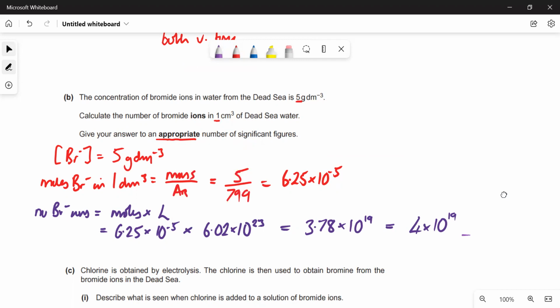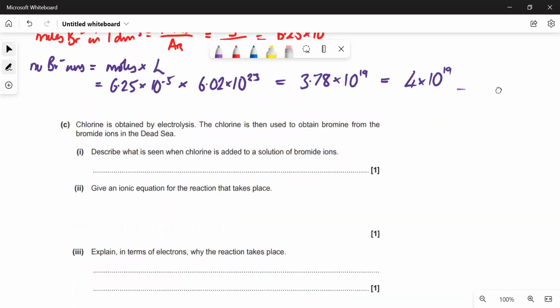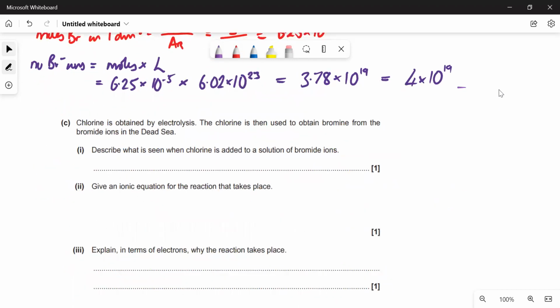Right. Chlorine is obtained by electrolysis. What happens when chlorine is added to a solution? Describe what you'll see when chlorine is added to a solution of bromide ions and give the ionic equation. We'll give the ionic equation first. So you're going to get a redox reaction. Chlorine is a stronger oxidizing agent than bromine, so it's going to take the electrons off the bromide ions to give you chloride ions, and the bromide ions are oxidized back to bromine.